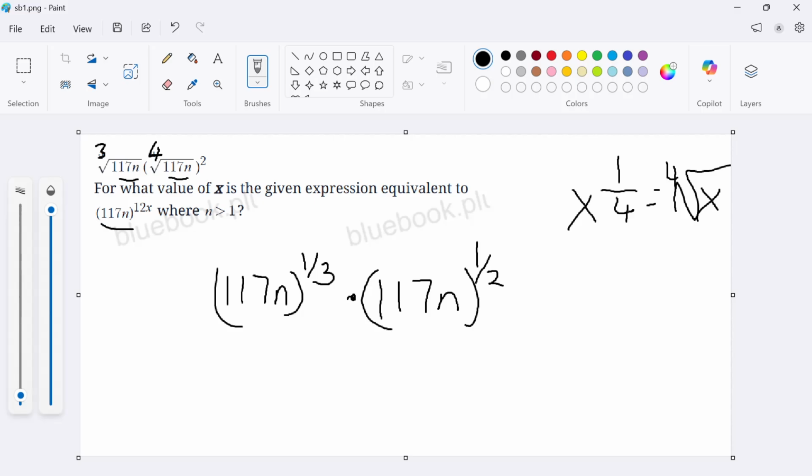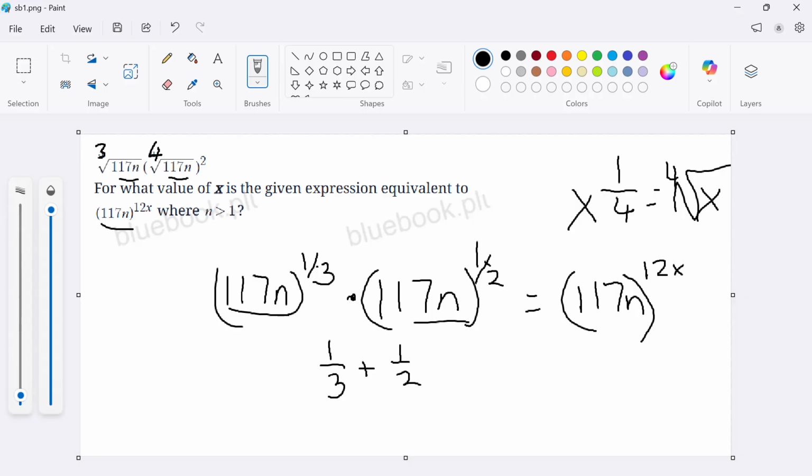I would not go to Desmos to solve this myself, but it's always a good idea to see if you can. This equals 117n to the 12x power. And make sure I do that, because the 117 is also raised to the 12x power. So when I have the same base to different exponents, I add the exponents. 1/3 plus 1/2, common denominator is 6. This is 2 plus 3 over 6 equals 5/6. So the power here is 5/6, and it has to equal the power on the other side, 12x.